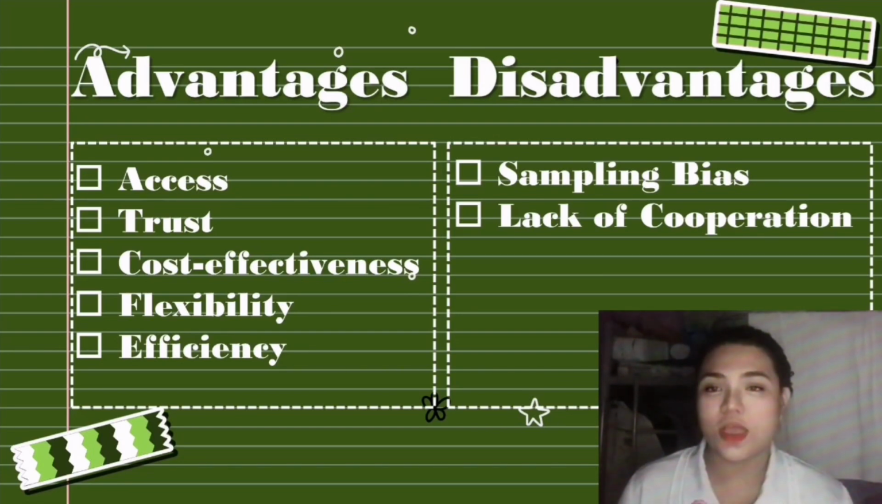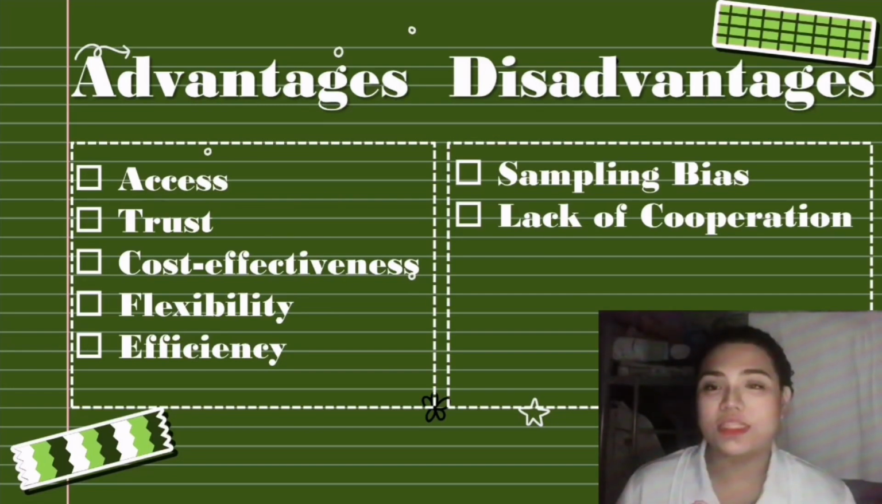Second, trust. Participants often feel more comfortable sharing sensitive information within their established networks. Third, cost effectiveness. It leverages existing social networks, making it a more budget-friendly option than many other methods. Fourth, flexibility. It adapts well to diverse communities and situations. And finally, efficiency. It can significantly speed up participant recruitment.